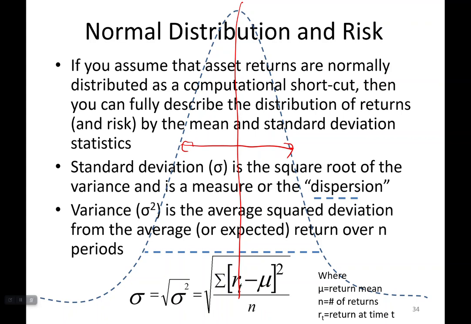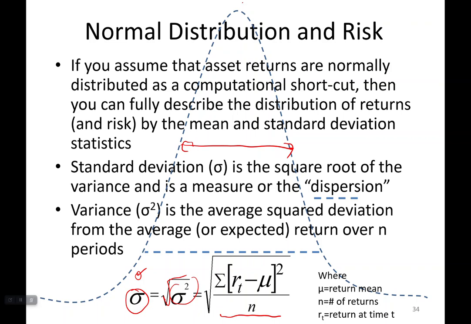Variance is the average squared deviation from the mean. So here's our formula for standard deviation and variance. Standard deviation, we're going to always use the Greek letter sigma, is equal to the square root of variance. Variance you can think of as sigma squared. And variance is what this is. It's the average squared deviation from the mean.